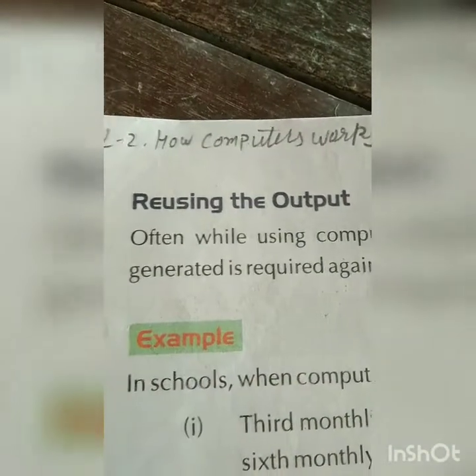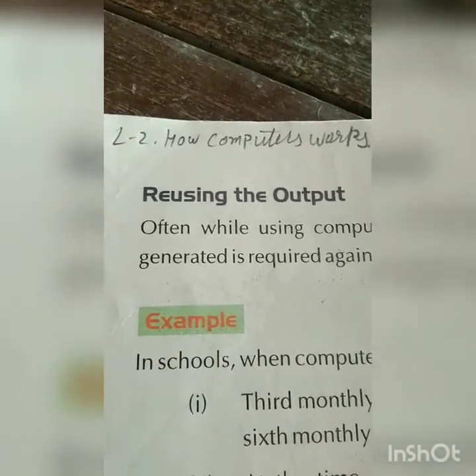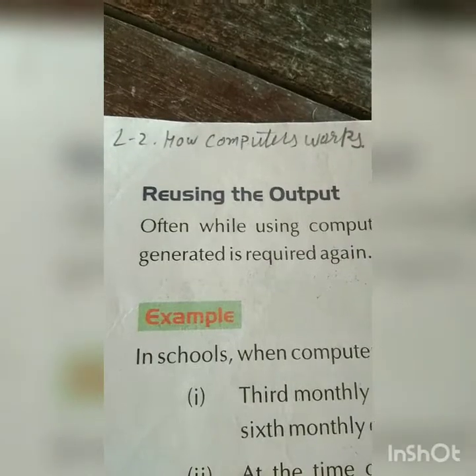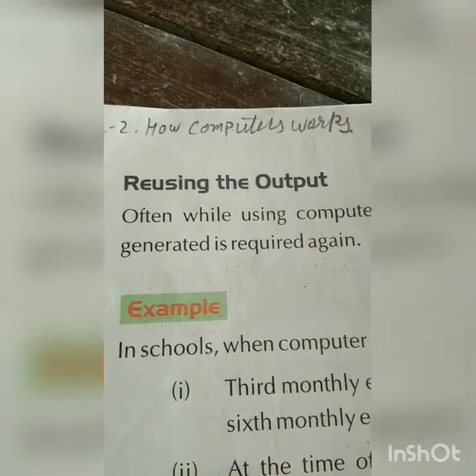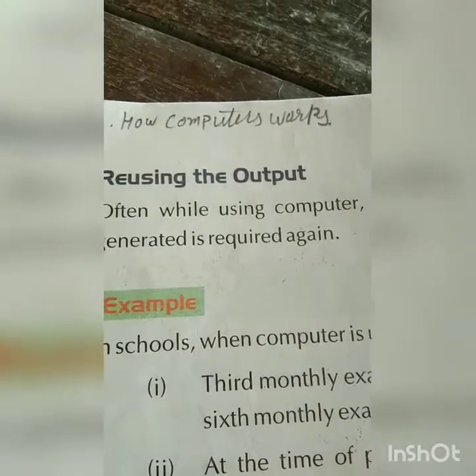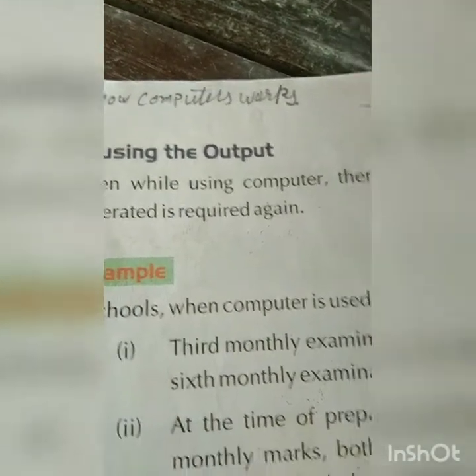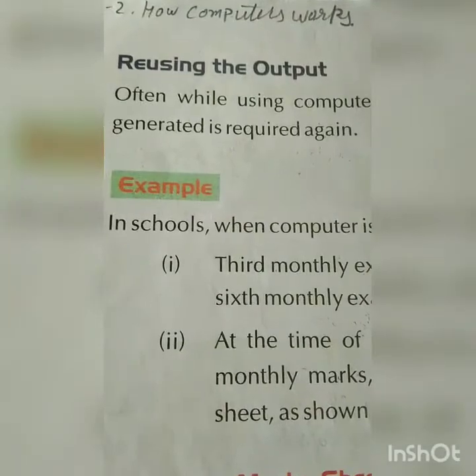Sometimes it happens that one printout we took out and that same printout we need often. It happens in 1 month, one time, two times, or after 2 to 3 months also we need the same thing. Sometimes this situation happens, so it is known as reusing the output.